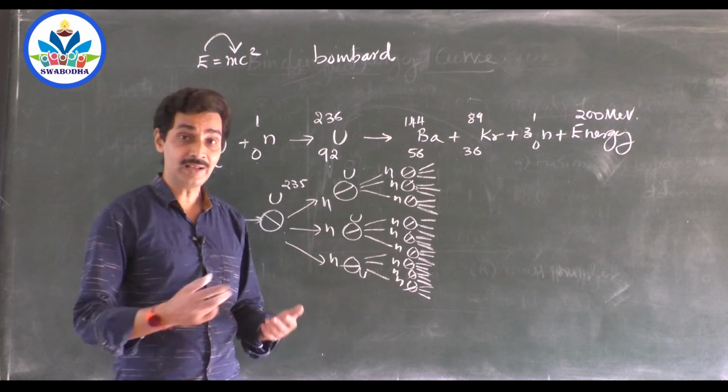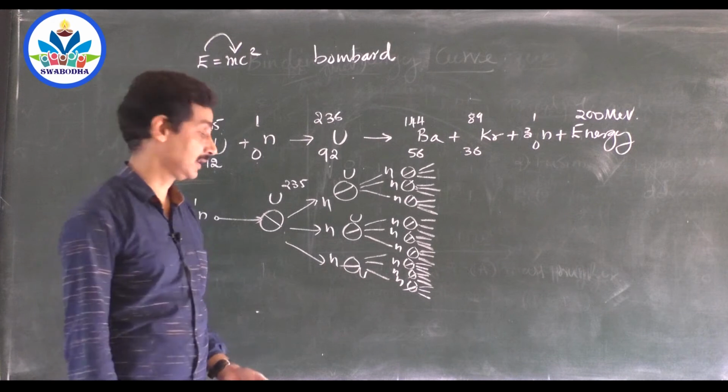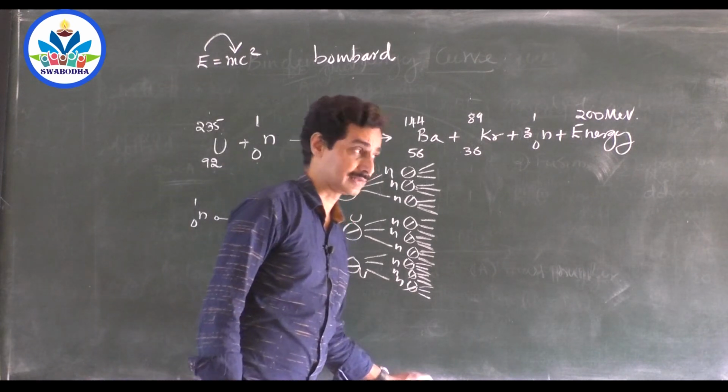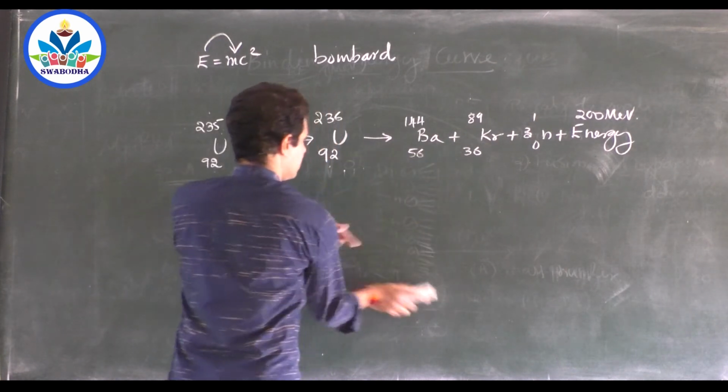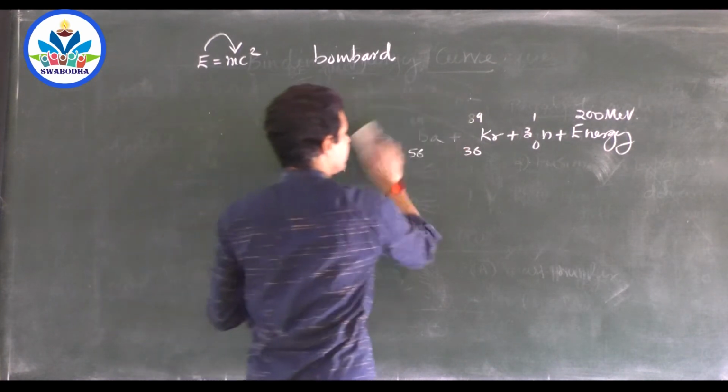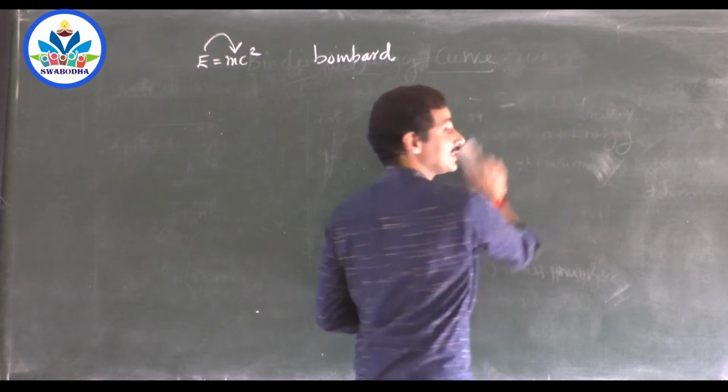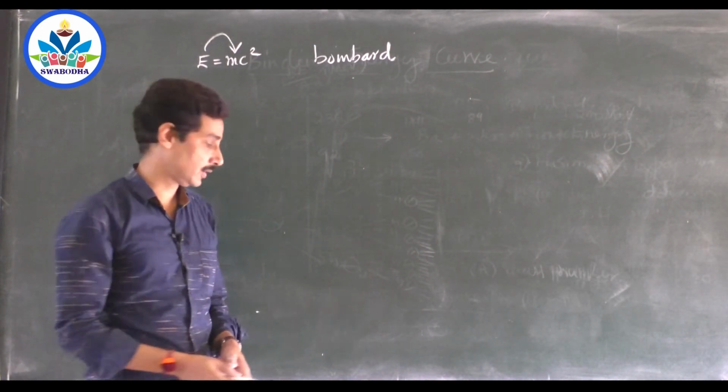So it is a self-growing chain reaction, and it is called uncontrolled chain reaction. And if you want to control the chain reaction, what you have to do is control the neutrons. You should stop the neutrons which are bringing further chain reaction. That is the only way of controlling this one.